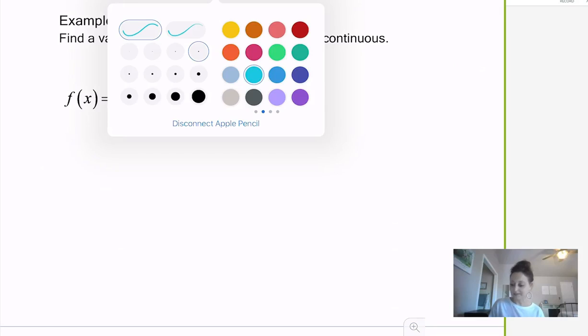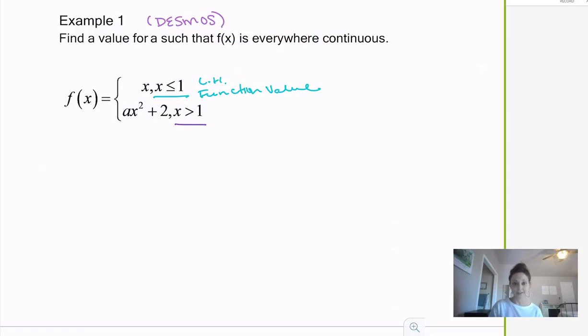And then the bottom piece is valid for x greater than 1. So what would that give me? That's going to give me the right-hand limit, okay? And remember that for a function to be continuous, I need the limit and the function value to both exist, and I need them to equal each other, okay? So in other words, I need the left-hand limit to equal the right-hand limit, so that the limit will exist, and I need the function value to also equal both of those limits, okay? So I need both pieces to equal each other here, okay?